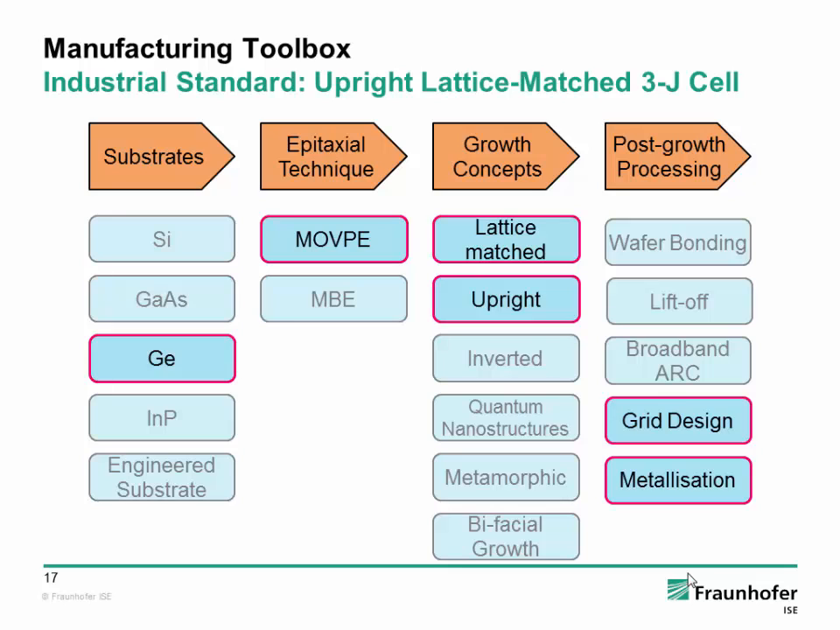I want to start with the current status of the industry, which is highlighted here. It's an industrial, upright lattice-matched triple-junction solar cell, where we start on germanium. We use metalorganic vapor phase epitaxy as the growth technology. The structure which is grown is upright, meaning it starts with the lowest bandgap, and the bandgap is increasing. Importantly, all the materials which are grown are lattice-matched to germanium. And definitely, after you have grown the structure, you need your grid design, you need metallization, and you also need a standard anti-reflection coating.